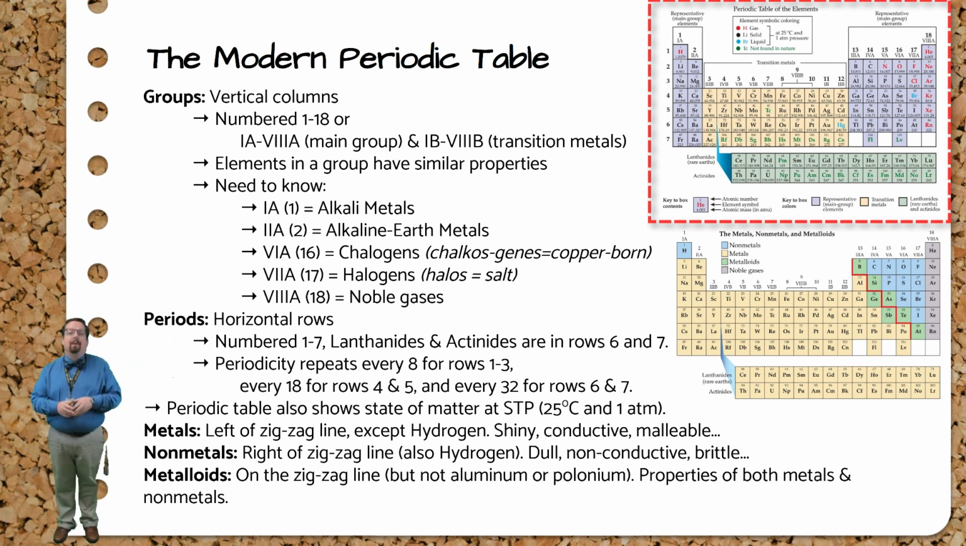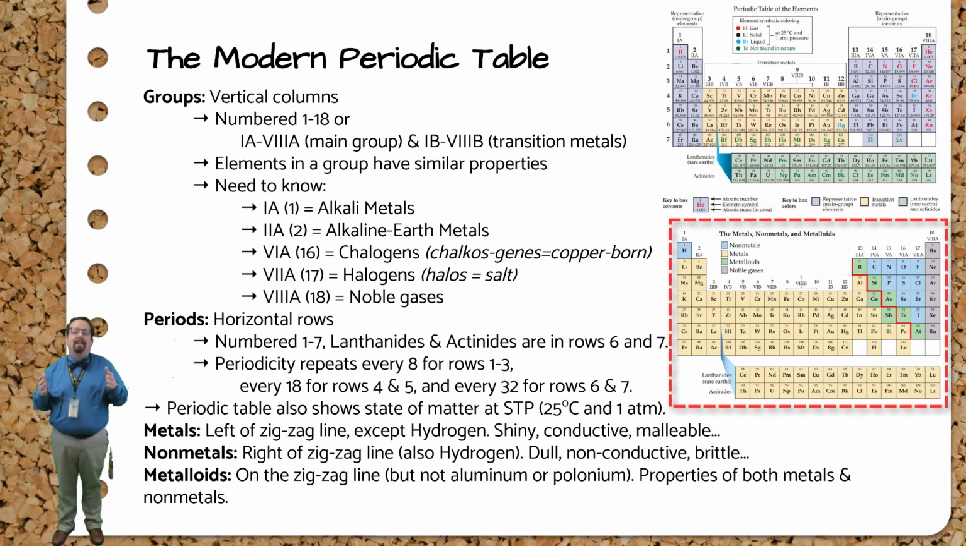The horizontal rows are called periods and are numbered 1 through 7. The lanthanides and actinides there in green are parts of periods 6 and 7. The repeating patterns of properties of elements repeat every 8 elements for the first 3 rows, every 18 elements for the next 2 rows, and every 32 elements for rows 6 and 7. You can also see what state of matter each element is in at standard temperature and pressure by looking at the color of the text in each box.